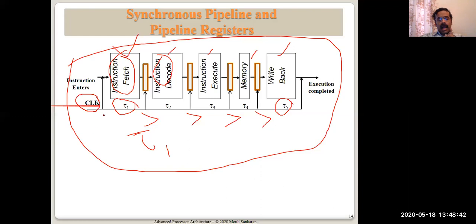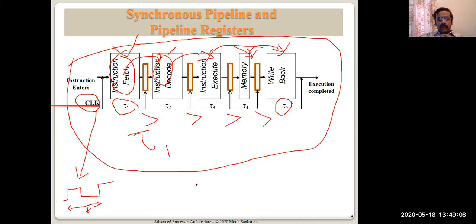That means I should be in a position to move one instruction from here to here, and at the same time they should move from each stage. Okay, same time. If that is the requirement, I should decide the clock. Okay, I should decide the clock taking some time.